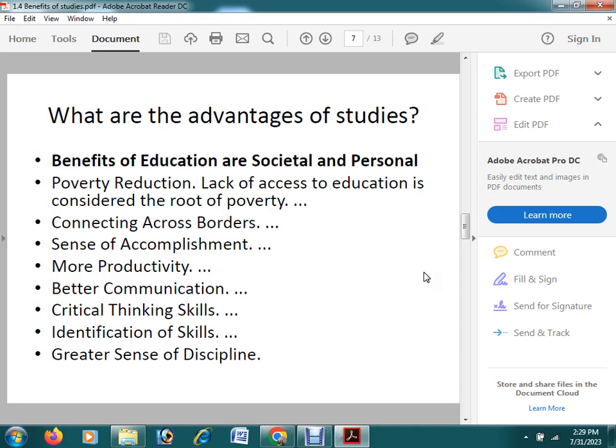Poverty reduction. What does it mean? You are not a poor person, you are a rich person. We are rich persons. If it is so that lack of access to education is considered the root of poverty, then Bacon says that actually the people who have much money are not rich.